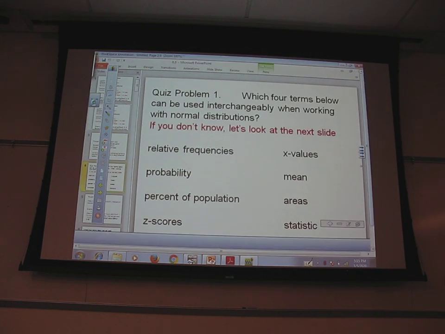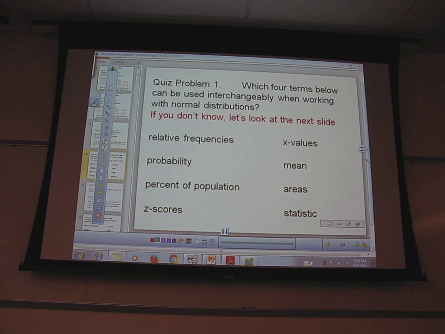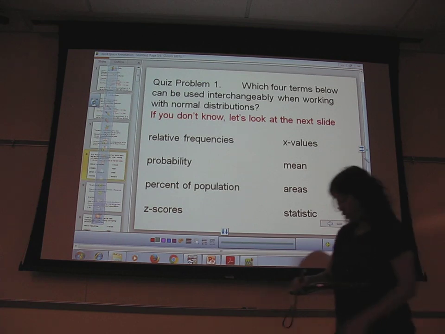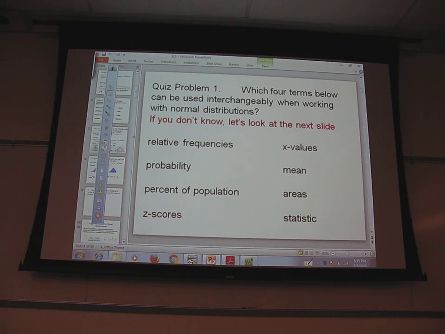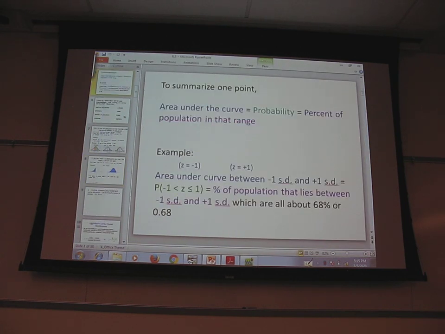Quiz problem number 1. Which 4 terms can be used interchangeably when working with normal distributions? Talk to your neighbors for 10 seconds about this. Go ahead, talk to them. Okay, is anybody still confused, possibly? Take a look at this slide.